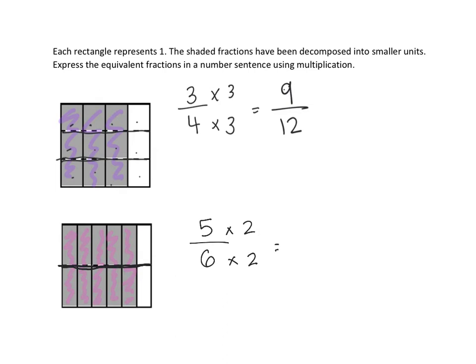And when I do that, 5 times 2 is 10, and 6 times 2 is 12. Over here, I can see that I have 2, 4, 6, 8, 10 pieces out of 12 pieces altogether. So my equivalent fraction is 10/12.